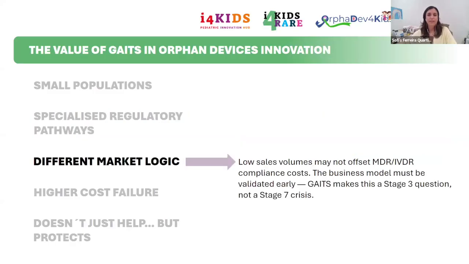Also, the market of orphan devices is different from the mainstream medical technology market. If you sell a small number of products, you may find it hard to make up for the cost of meeting the MDR. This is something that has been proven before. If your business model is based on traditional ideas, it will not work. And GAITS makes this a stage 3 question, not a stage 7 question when you are arriving at the market.